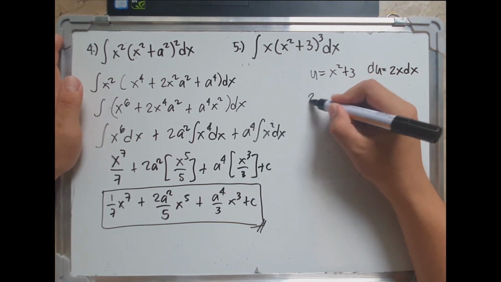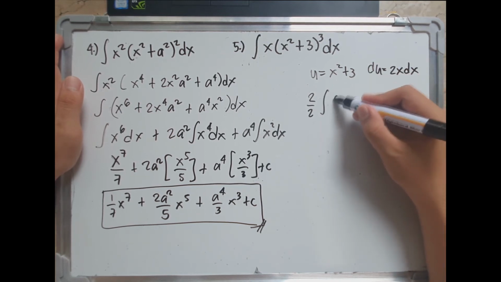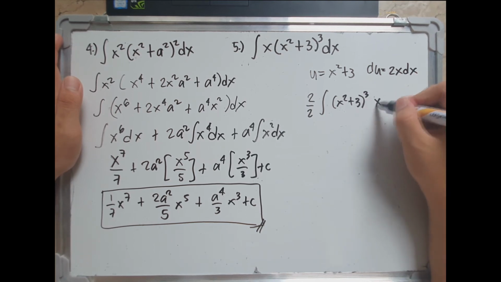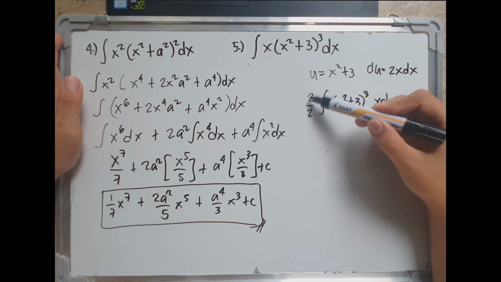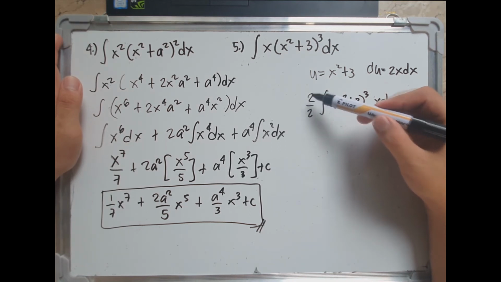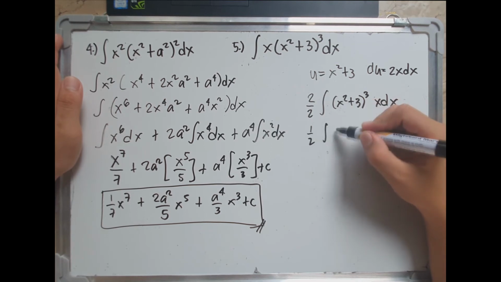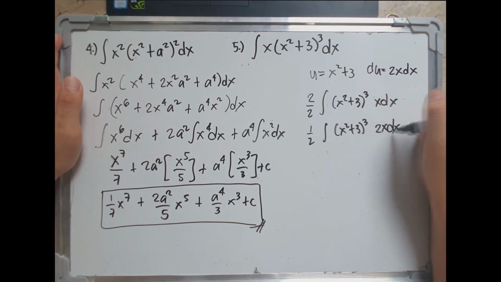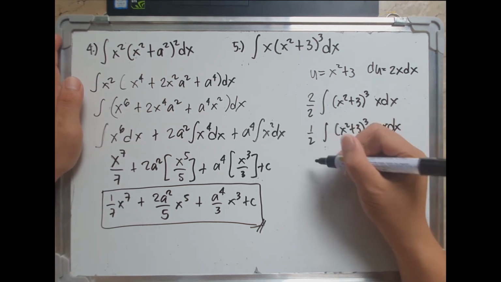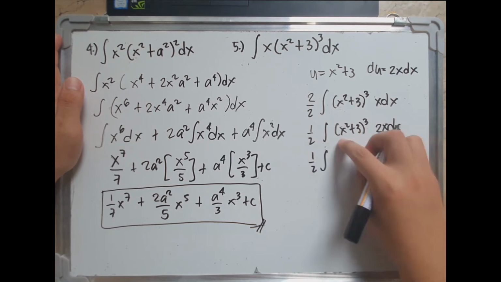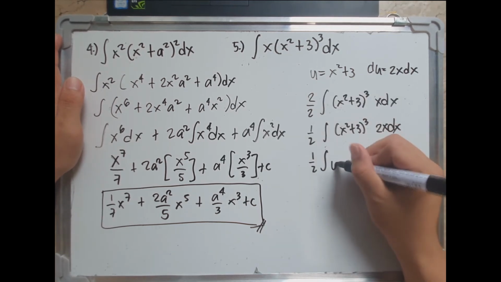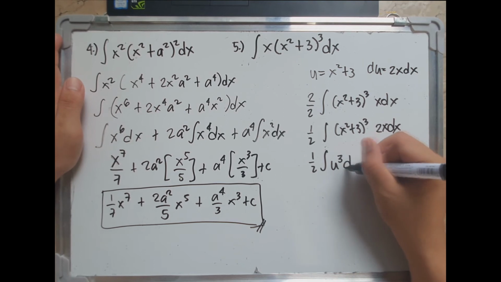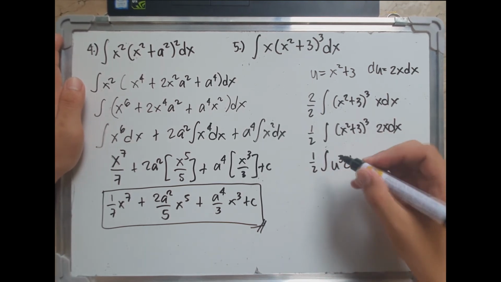So we will be multiplying by 2 over 2, integral of x squared plus 3 raised to 3, and we have our x dx. We only need the numerator 2, so we now have 1/2 integral of x squared plus 3 cubed times 2x dx. Now this one will be replaced as the value for u cubed, and this one is the du. Now we can evaluate.